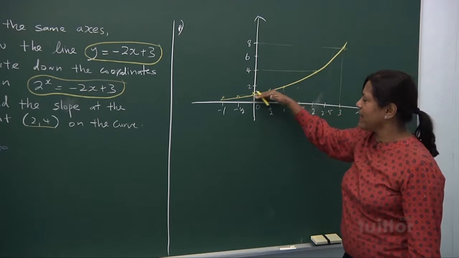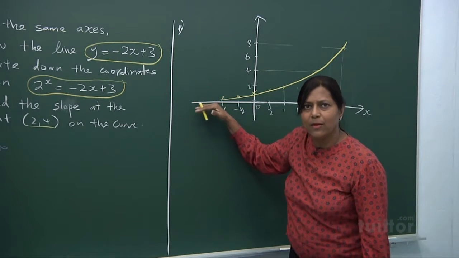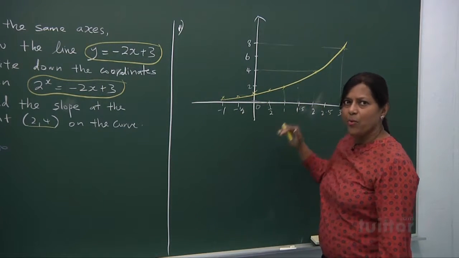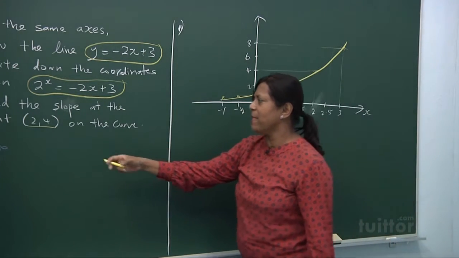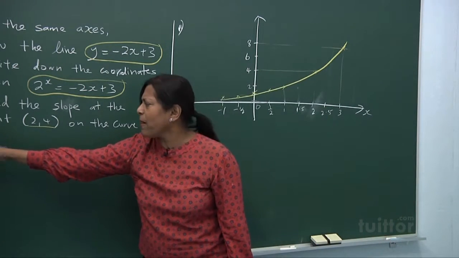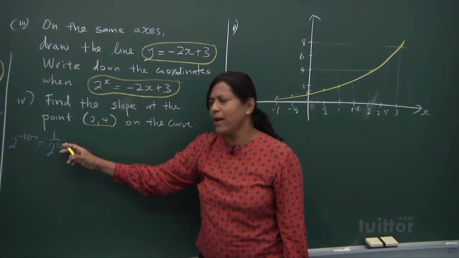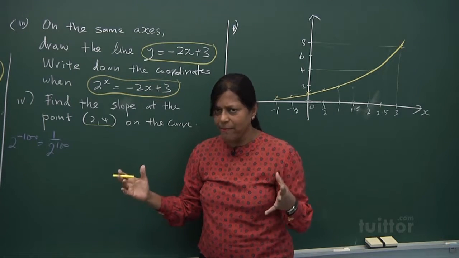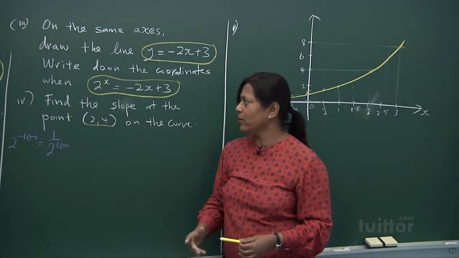But when x gets more and more negative, it's just coming towards the y-axis here. I mean, y equals 0, which is the x-axis. All right, as I told you, if x is minus 100, 2 to the power minus 100 is 1 upon 2 to the power 100. Huge, isn't it? And 1 upon a very big number gets almost 0. So do take note of that.